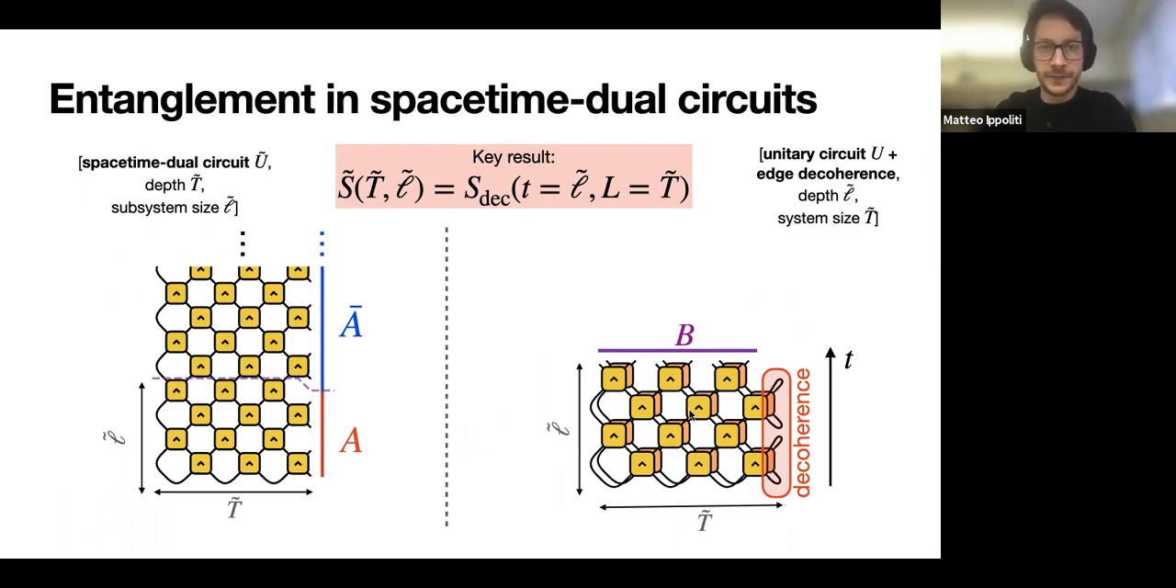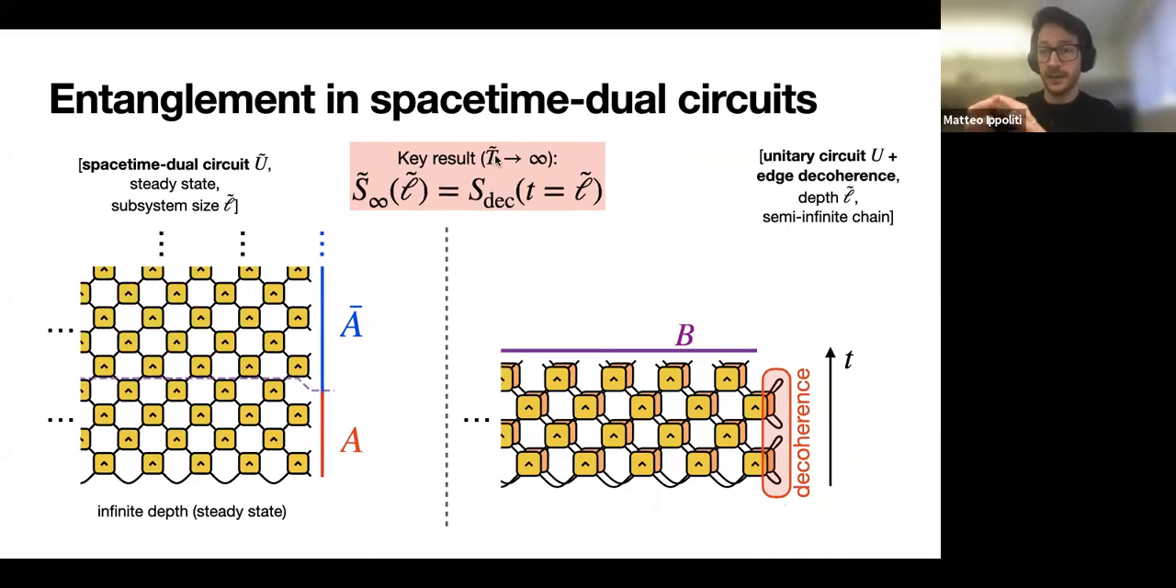And we particularly care about the limit in which this depth becomes big and we can forget about it. So we send the left edge off to infinity like this. And then we have basically this result, which tells us that the spatial scaling of steady state entanglement in these dual circuits equals the temporal growth of entropy in a semi-infinite chain where one edge is being decohered at all time steps. So there are two things going on here. One is the exchange of space and time, which you might have expected from space-time duality, right? You have a spatial scaling on the left and a temporal scaling on the right. But the other bit that's a bit more surprising is the role of this decoherence process on this side, which wasn't present on the other side.